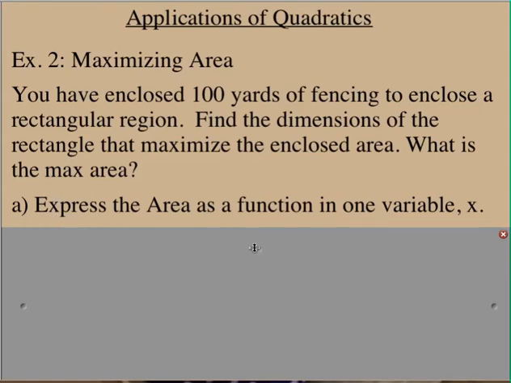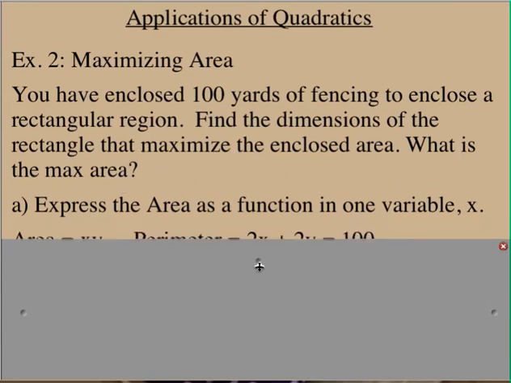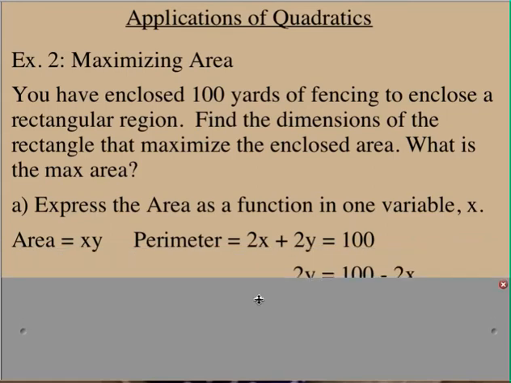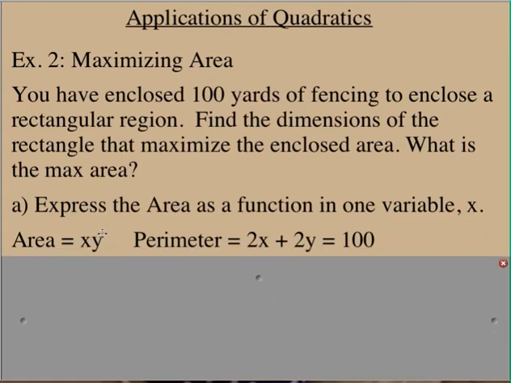In part A, it says express the area as a function in one variable. So I'm going to give you the steps that it takes to find the maximum area. I'm breaking this down for you. The first thing we need to do is get an area formula. We know that the area of a rectangle is base times height, or x times y. The perimeter is always going to be 2x plus 2y, and in this case we're given that the perimeter is 100. So I want to solve for y.